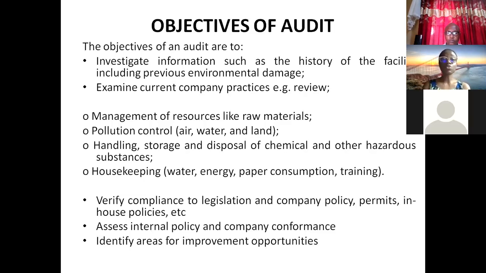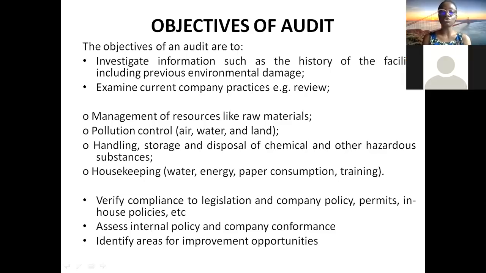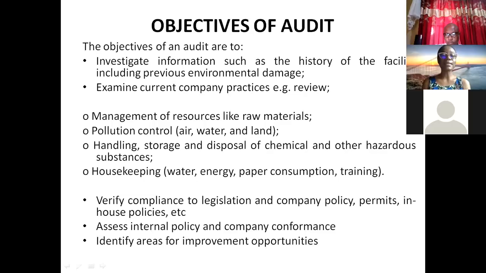When companies want to improve on their processes, different aspects are being considered. Management of resources. If it's a manufacturing company, if you're thinking about sustainability, you need to think of how you're managing resources and reducing waste. Pollution control, in terms of pollution control to air, water, and land. Handling, storage, and disposal of chemical or hazardous substances.